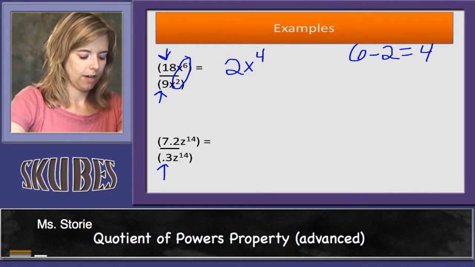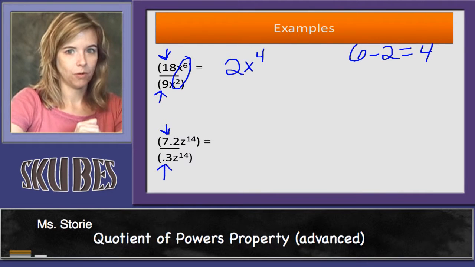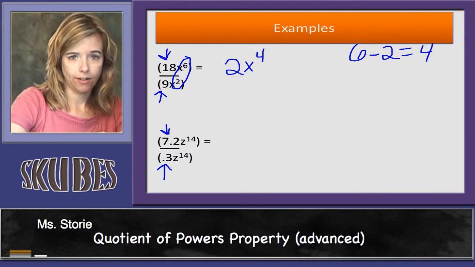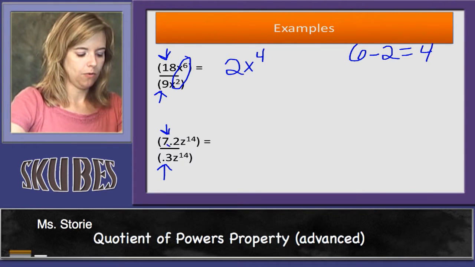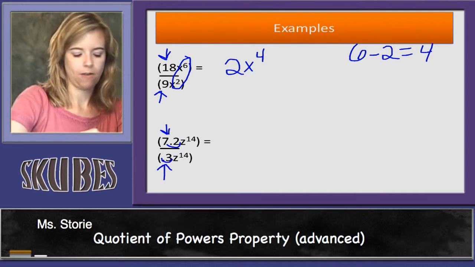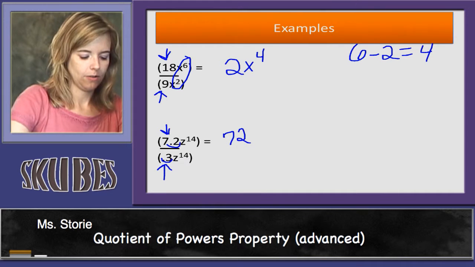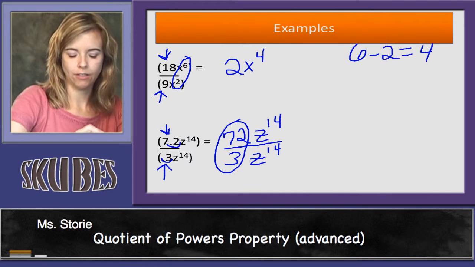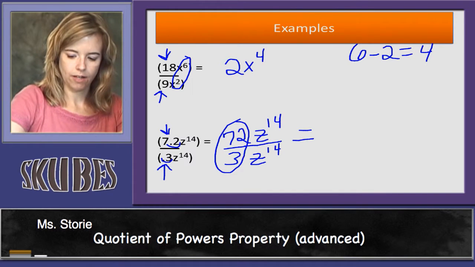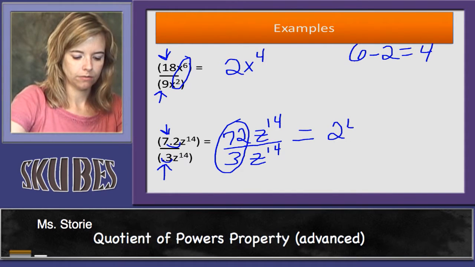And then the last one right here. You've got decimals. Don't worry. You can either punch them into the calculator and get your answer, or you can move your decimals out. If you move the decimal over one place, and you move it over one place there, look, we've got whole numbers now. So we've got 72 over 3, and then we've still got our z to the 14th and z to the 14th. Now remember the coefficients? They get divided like normal. So 72 divided by 3 is going to be 24.